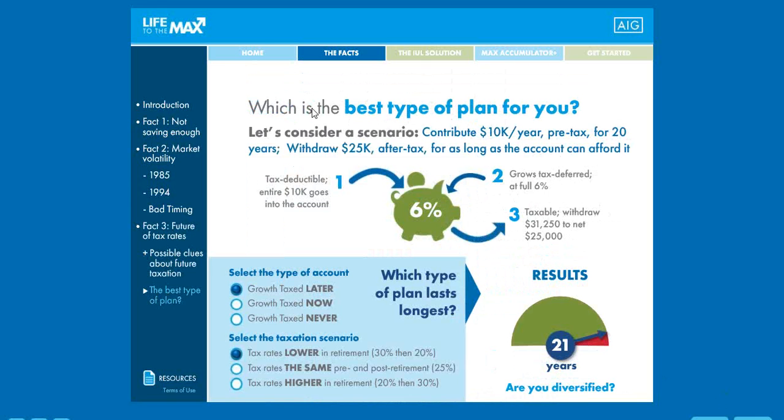So the default setting here is what people used to think about retirement, that they're better off taking a deduction now and paying the taxes later in their retirement years, because they think their taxes are going to be lower in retirement than they are today. So with this scenario, the client's retirement money is going to last 21 years.